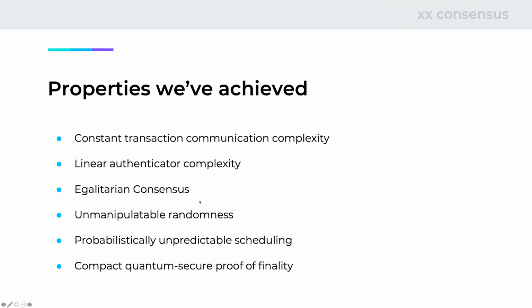Then, XX consensus is egalitarian. This means that no matter the stake that you put into the system, your power is always the same. So your probability of becoming a block producer, getting rewarded for that, or an endorser, is exactly the same. Then we have unmanipulatable randomness.